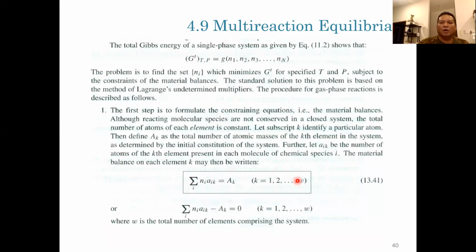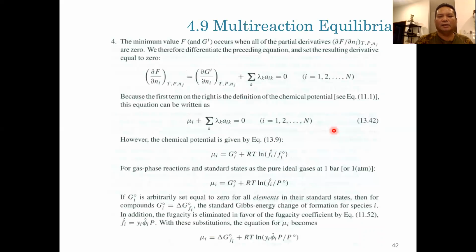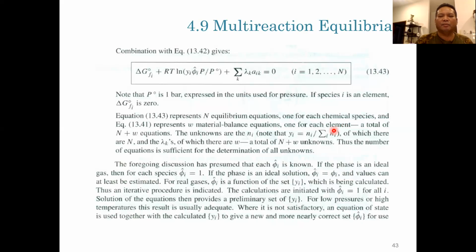We can also rewrite the total Gibbs energy into this form, with N1, N2, N3. This tells you the procedure to evaluate the system. You can read this procedure here; it's basically just mathematics. You need to apply the Lagrange multiplier, lambda k, and so on. I will not focus much on this, and you can read it in the notes.